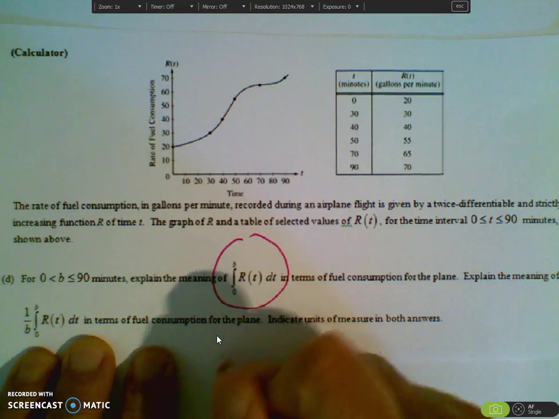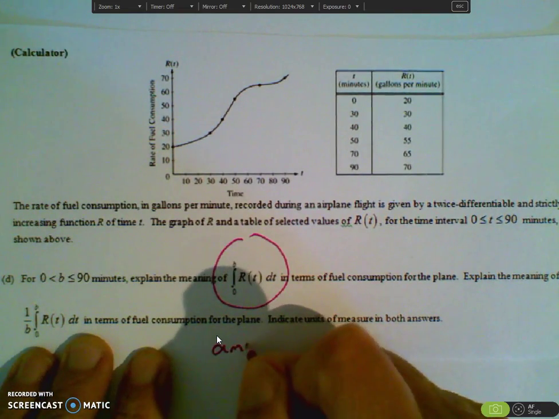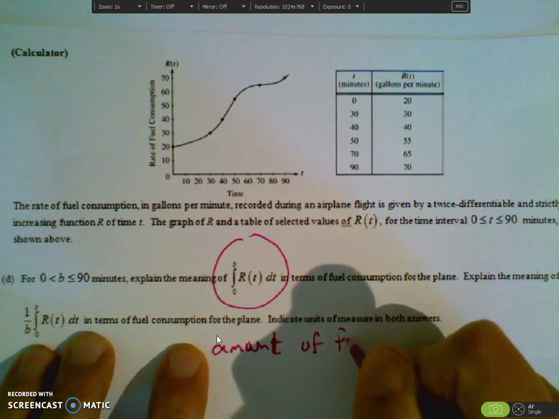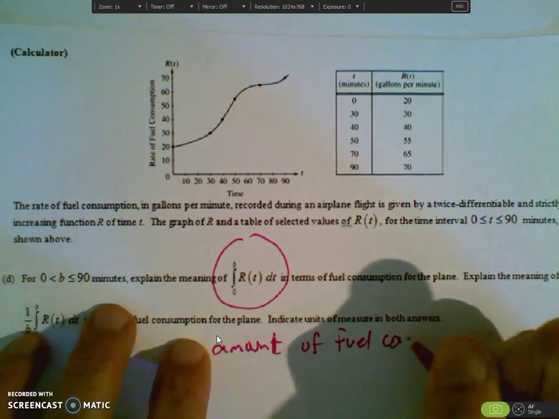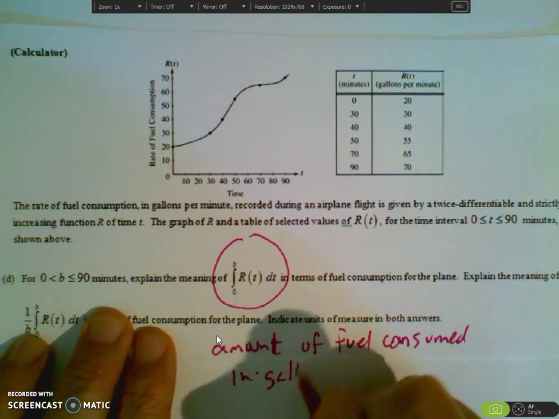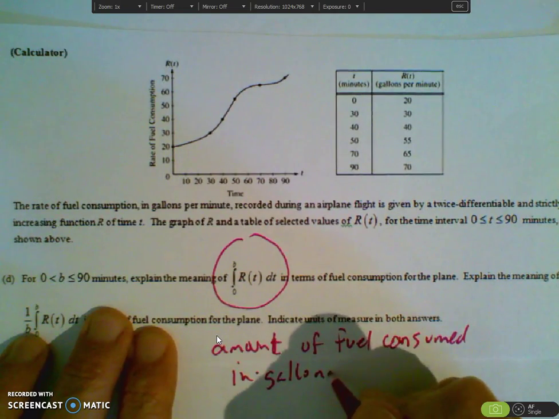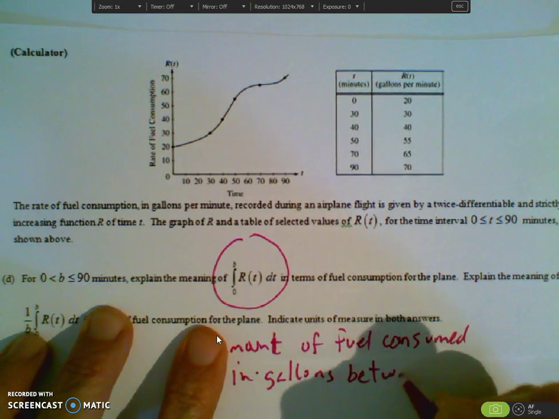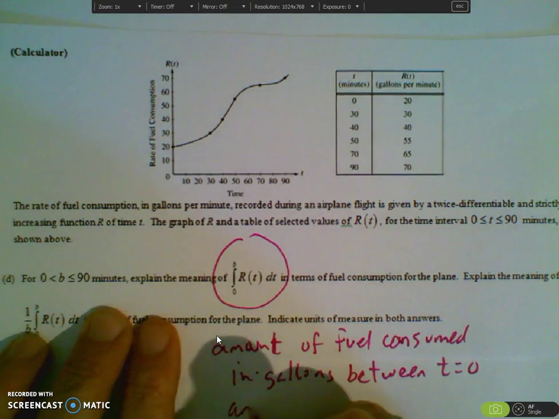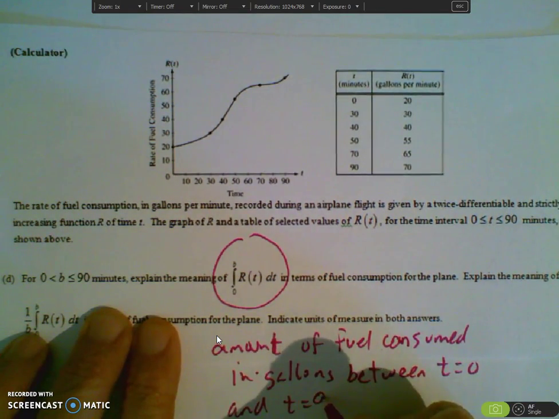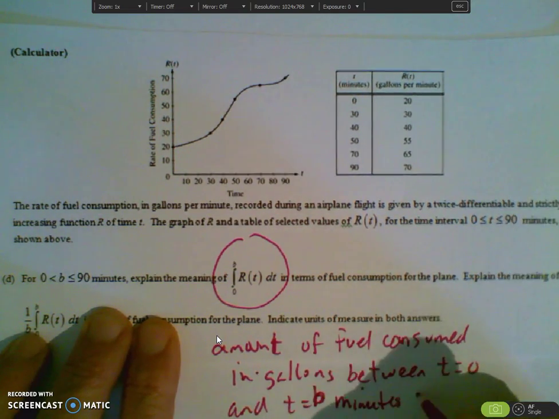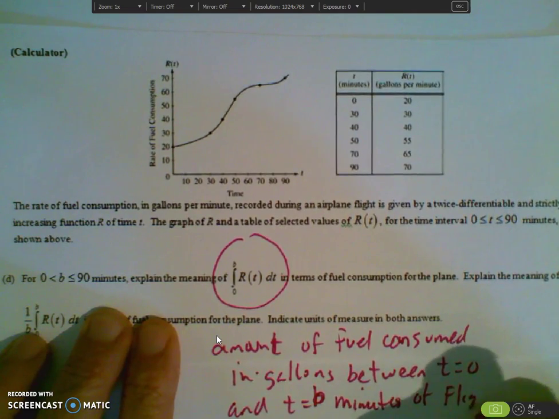So, amount of fuel consumed in gallons between t equals 0 and t equals b minutes of flight.